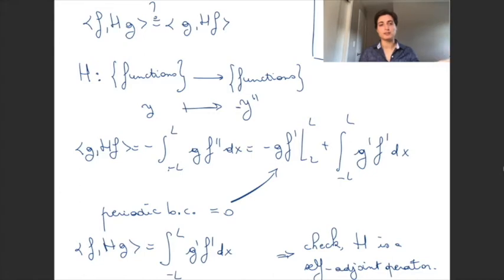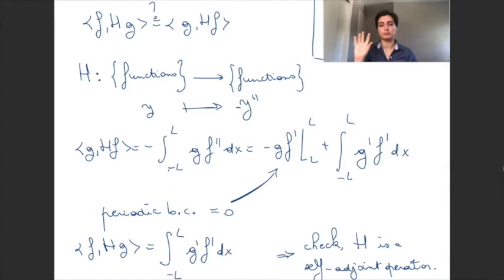So, if the inner product of f times H applied to g is equal to the inner product of g times H applied to f. So let's compute this. Let's compute the inner product of g times Hf. Then it's minus the integral from minus L to L of g f second dx. And by integration by parts, this is minus g f prime computed between minus L and L, plus the integral going from minus L to L of g prime f prime.